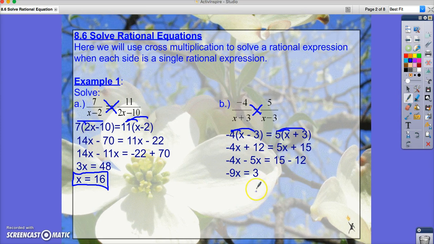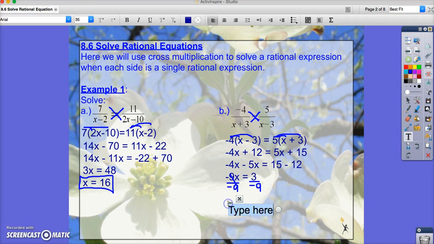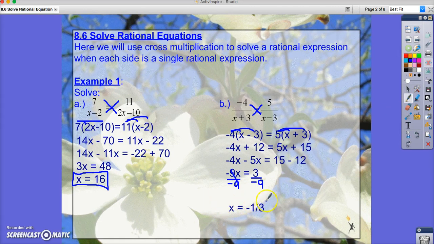And now be careful when you divide. I'm actually going to divide negative 9 by both sides. My fraction is going to simplify. X is going to equal negative 1/3, not negative 3. We know that because the number in the denominator is bigger, so it's a fraction. So my x will equal negative 1/3.